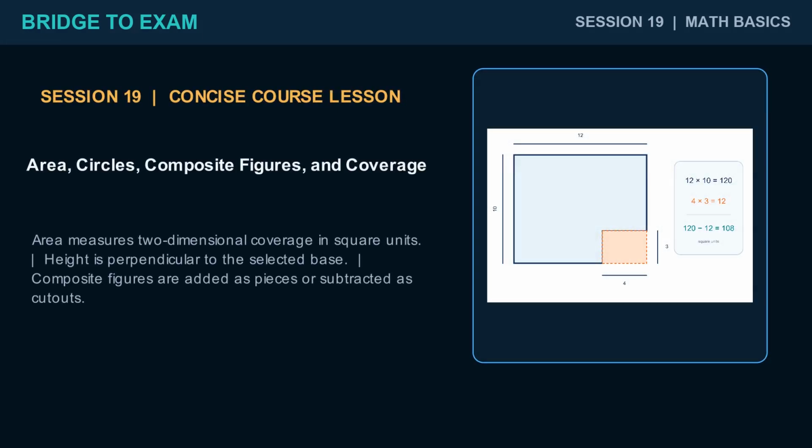Welcome to Session 19, Area, Circles, Composite Figures, and Coverage. Area measures two-dimensional coverage and therefore uses square units. Formula selection depends on the figure and its perpendicular dimensions. Composite figures require a plan for adding joined pieces or subtracting cutouts.